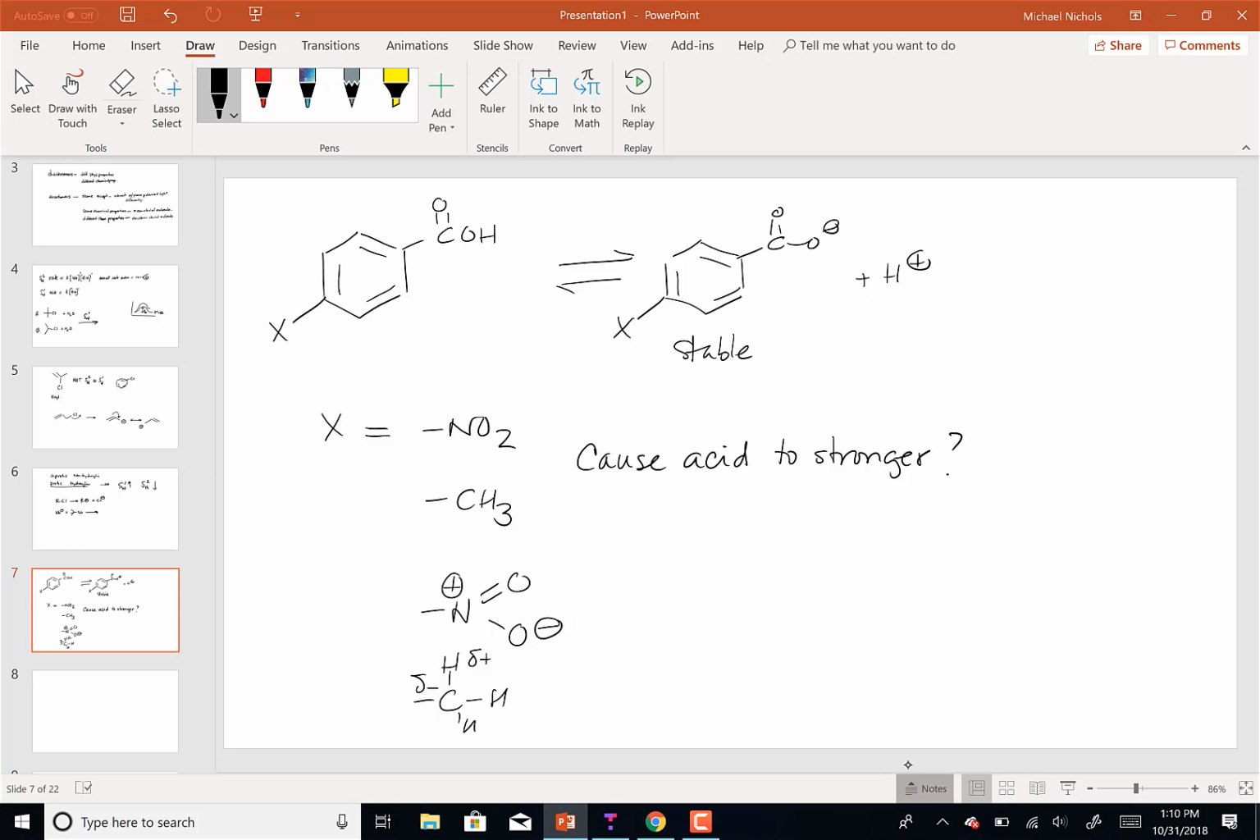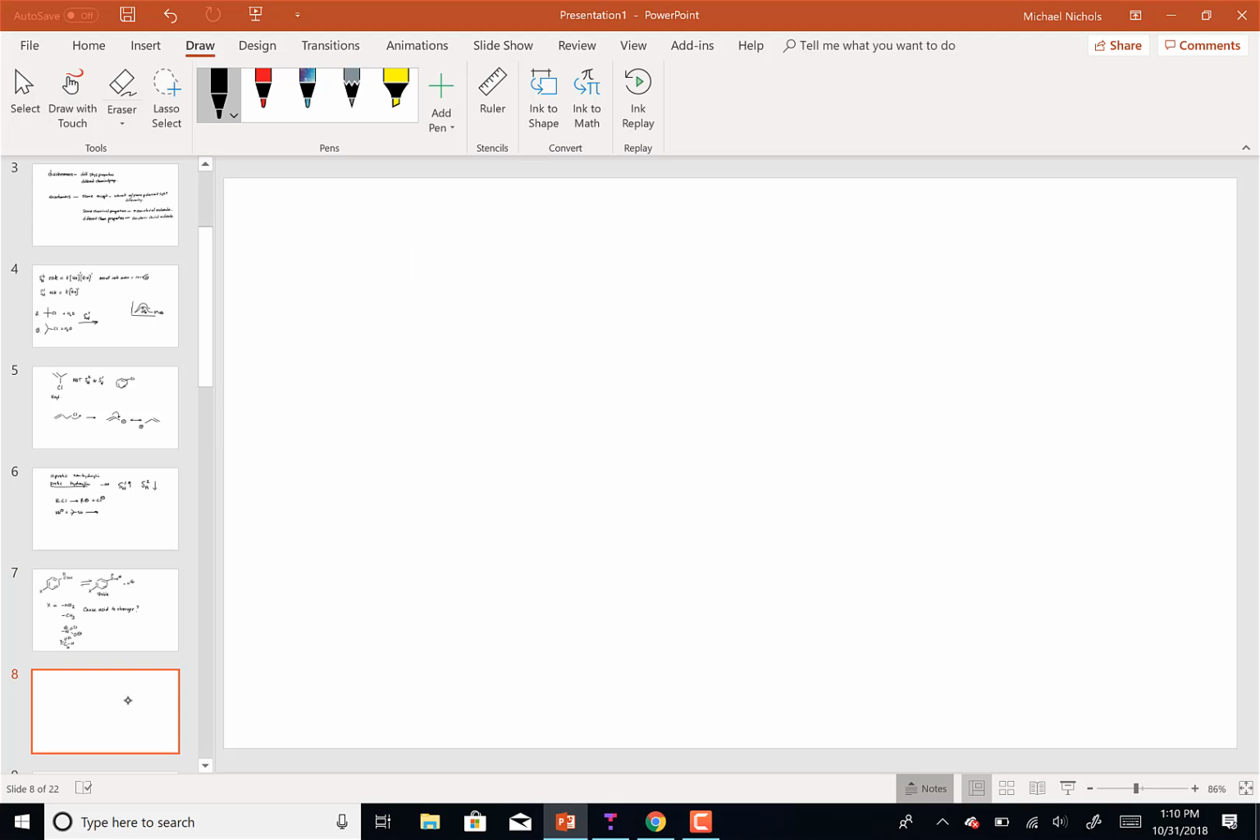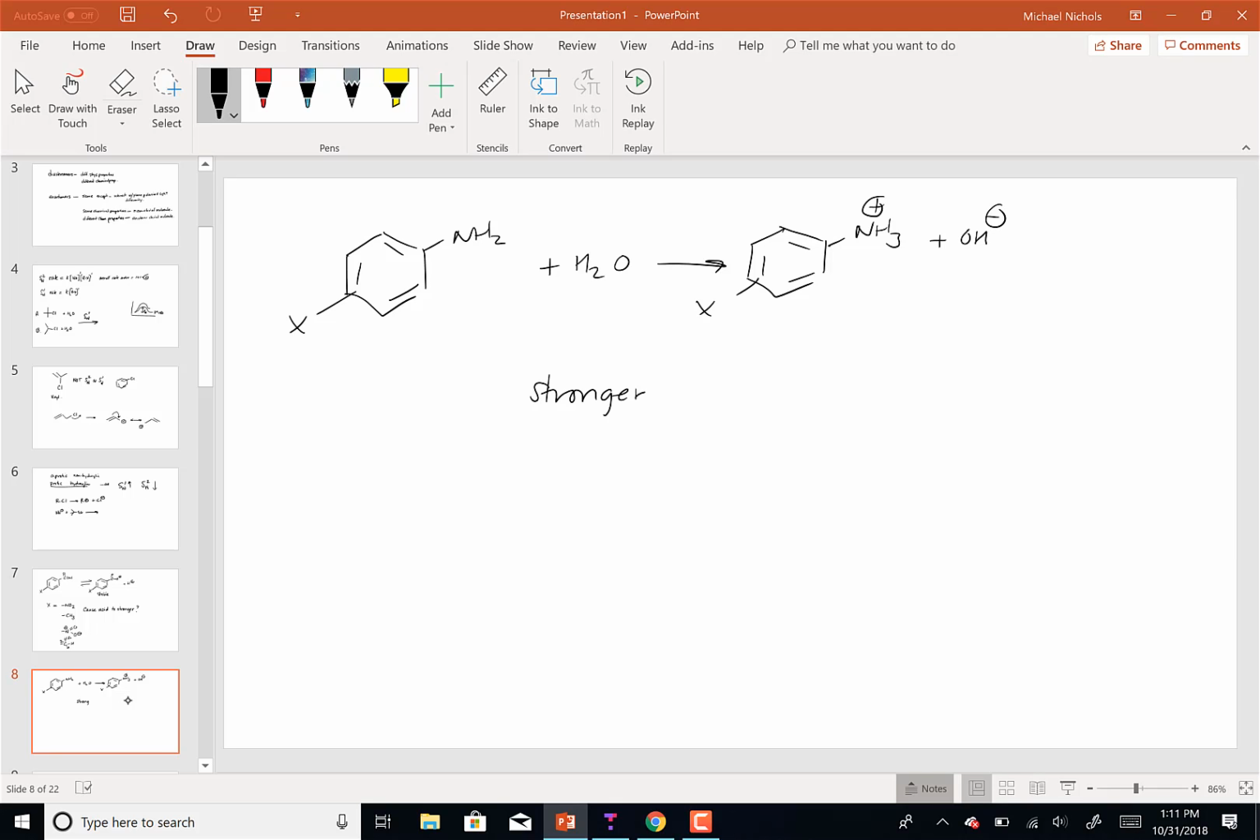Now, if this was a basic problem, meaning that we started with an NH2 and we added water to it and we formed an NH3 plus and hydroxide, and I said which group is going to form a stronger base, and I gave you that nitro group and the methyl group, which one would it be? It would be the methyl group, because same basic principle.